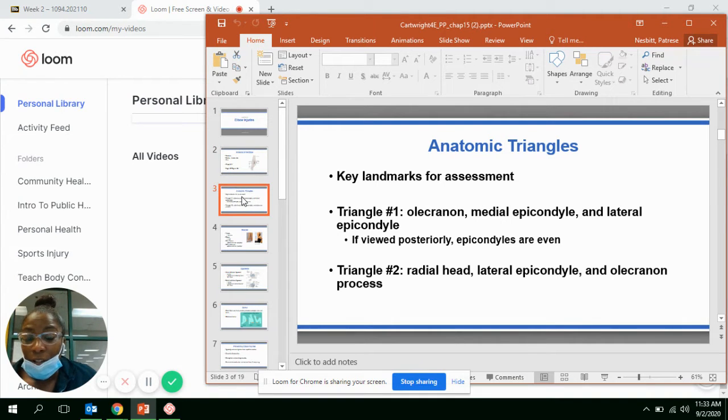Okay, so you have different triangles that occur as far as landmarks that you need to assess any type of injury. All right, as I said, you have your lateral epicondyle and your medial epicondyle. Remember, your radius is on the lateral side and your ulna is on the medial side. All right, remember what we talked about, what lateral and medial mean in reference to the body being in anatomical position.